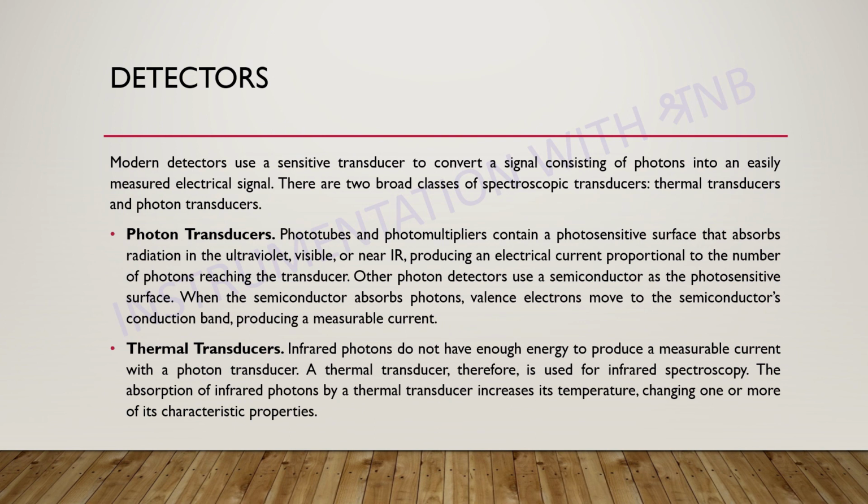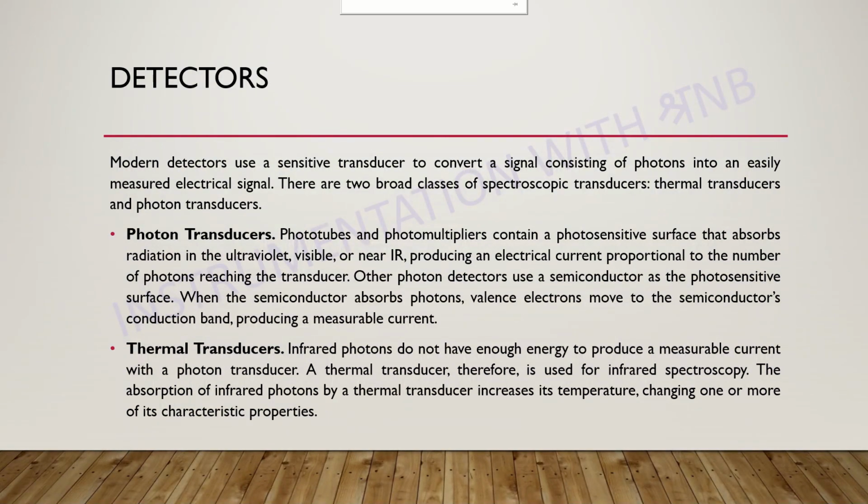Other photon detectors use a semiconductor as the photosensitive surface. When the semiconductor absorbs photons, valence electrons move to the semiconductor's conduction band, producing a measurable current. Thermal transducers. Infrared photons do not have enough energy to produce a measurable current with a photon transducer. Thus, a thermal transducer is required. The absorption of infrared photons by a thermal transducer increases its temperature, as thermal denotes temperature, changing one or more of its characteristic properties.